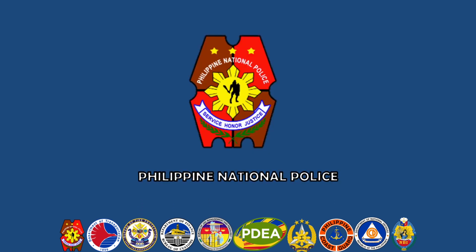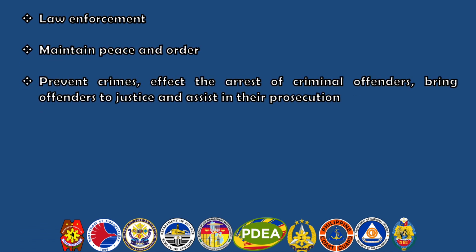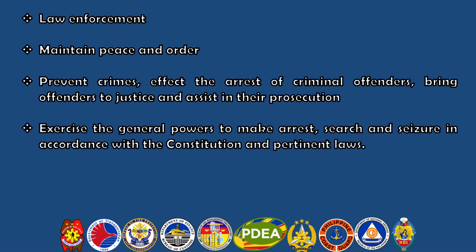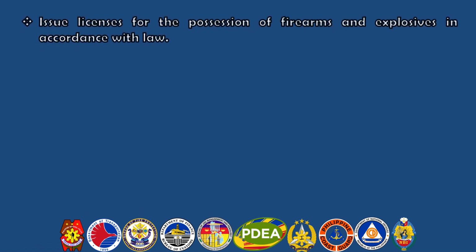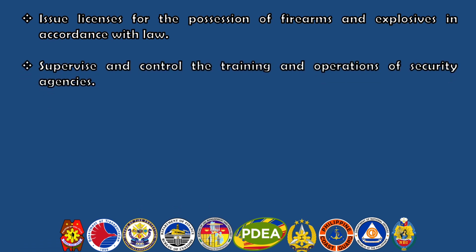First is the Philippine National Police. So, what are the powers and functions of the PNP? Let us just briefly go through it. First is law enforcement, maintenance of peace and order, prevent crimes, effect the arrest of criminal offenders, bring offenders to justice, and assist in their prosecution. Exercise the general powers to make arrests, search and seizure in accordance with the Constitution and pertinent laws. Detain an arrested person for a period not beyond what is prescribed by law. Issue license for the possession of firearms and explosives in accordance with law. Supervise and control the training and operations of security agencies.